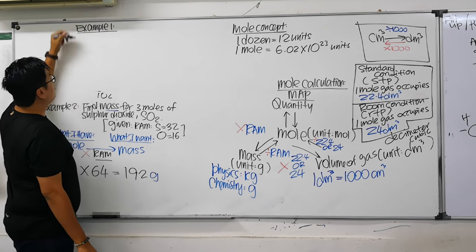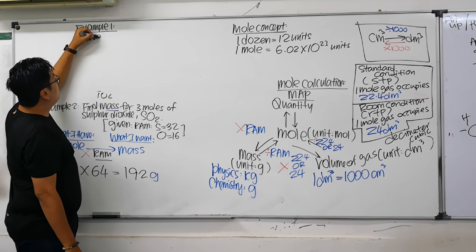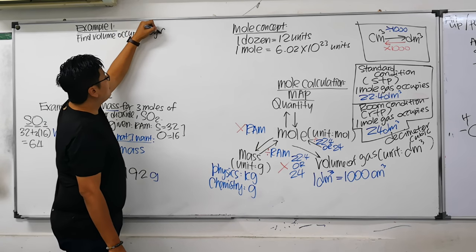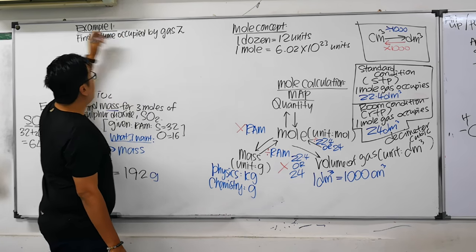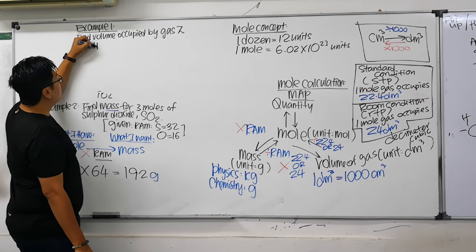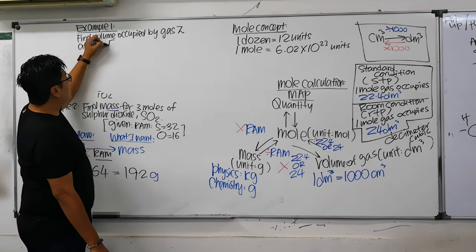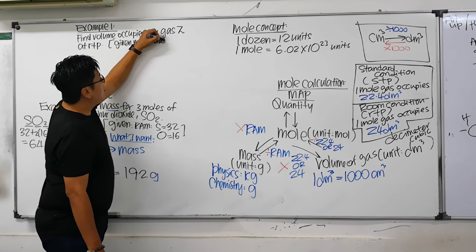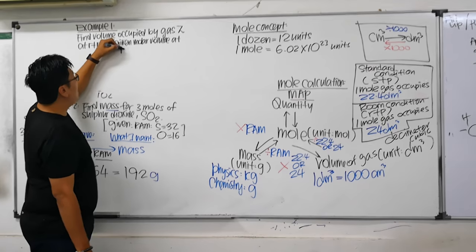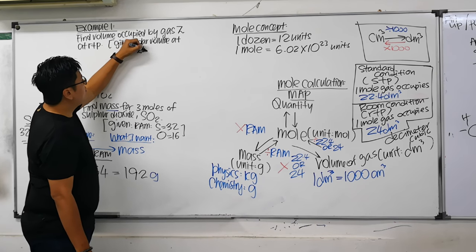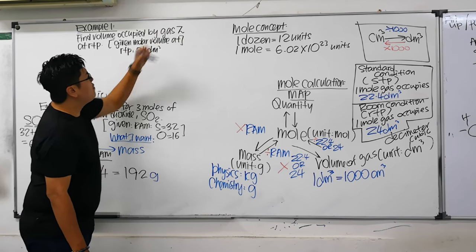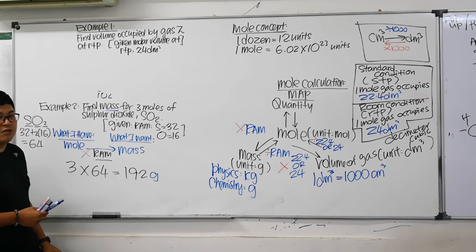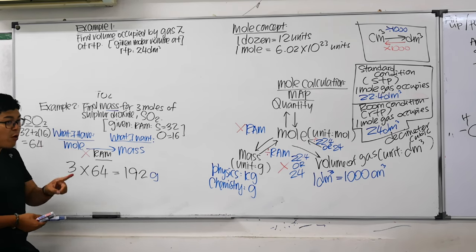Example number 1. The question says, find the volume occupied by gas Z at RTP. You are given the molar volume at RTP is 24 decimeter cubic. That's it. Now, every time you get a question, don't be nervous, don't panic, just ask yourself the 2 simple and stupid questions first: what you have, what you want.